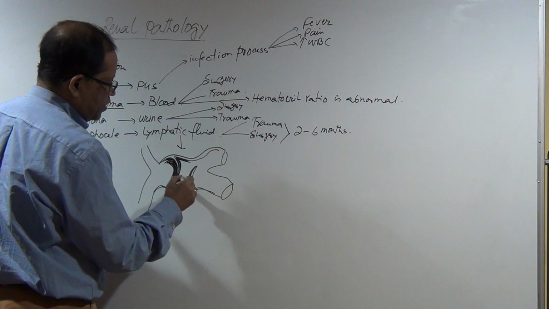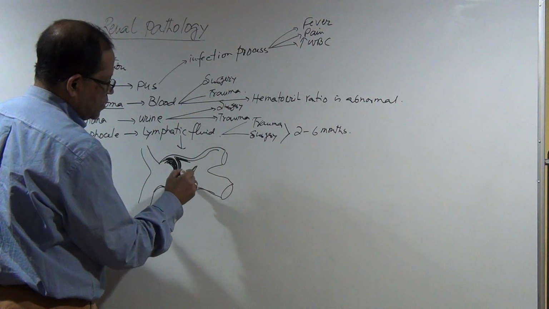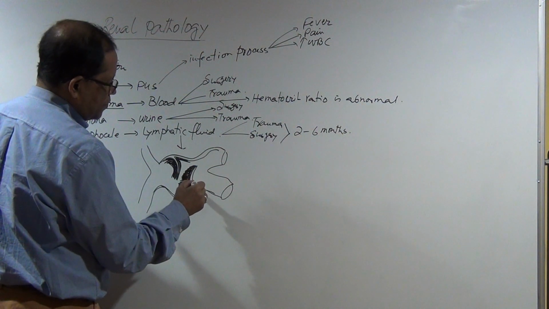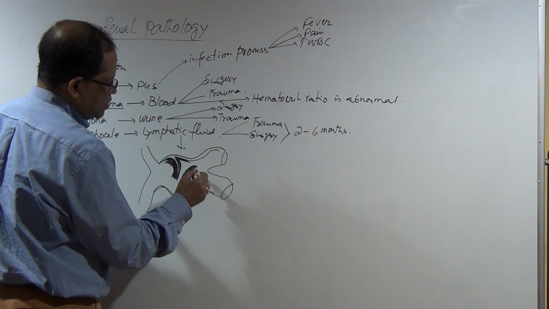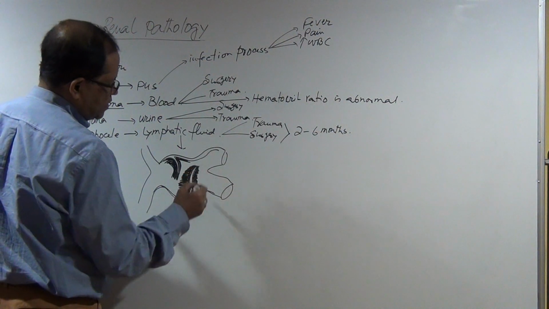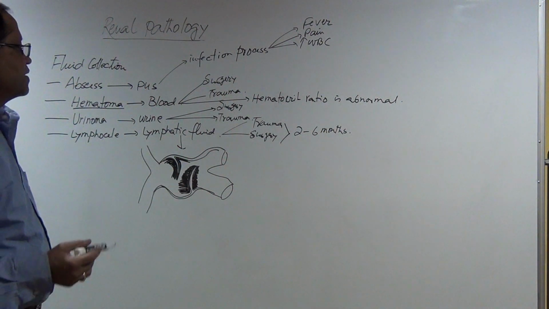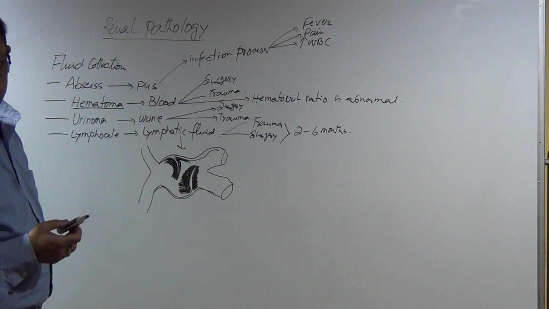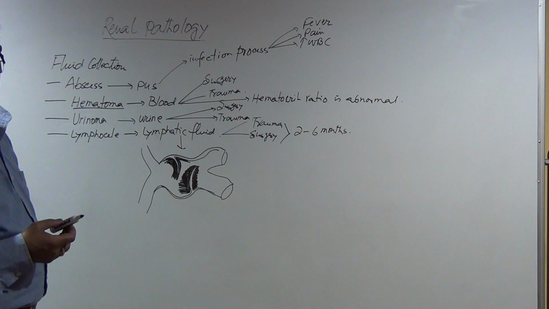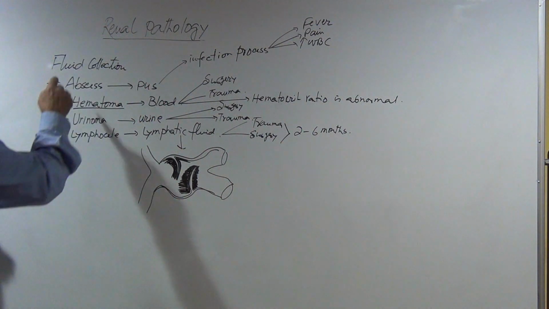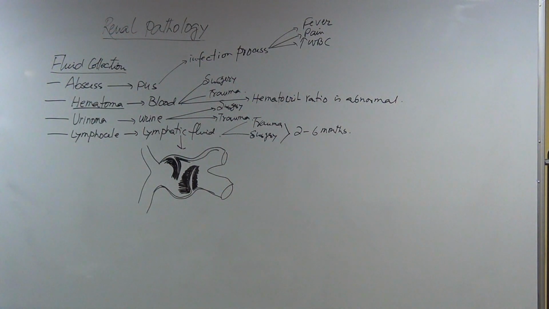Because the lymphatic fluid will be anechoic, and the echogenic valve looks like a septation. See, look. Okay, so this is a lymphatic collection. Okay, this is a lymphatic collection. So in that way you can understand the fluid collection.